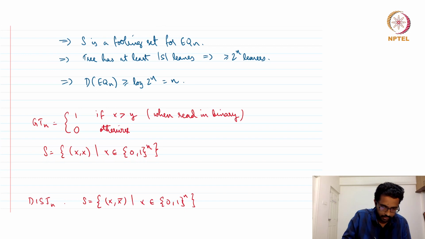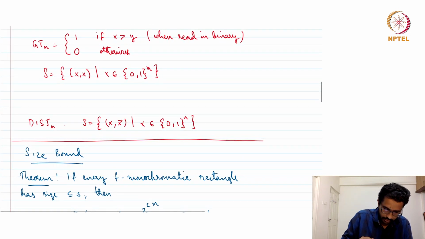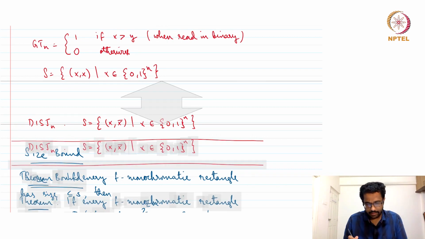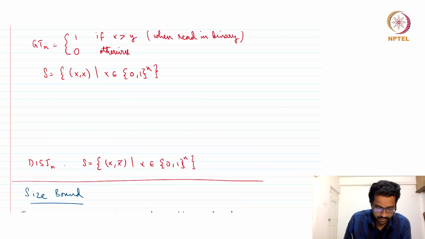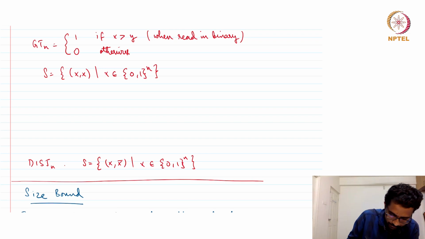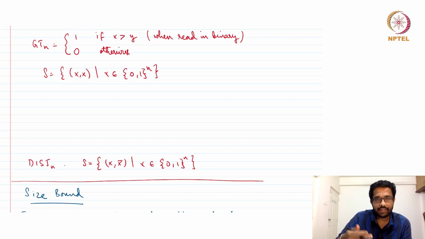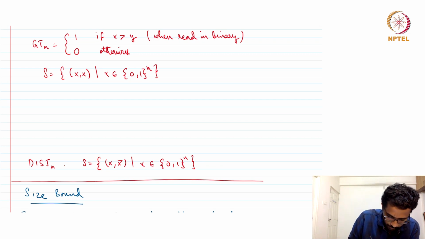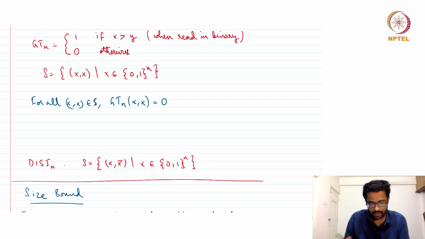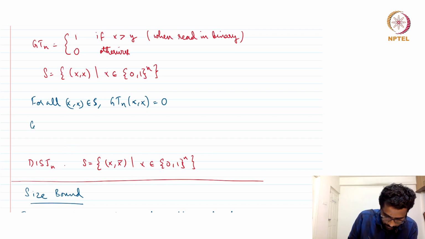Okay. Now we will see another example. This is a similar example, greater than. So in this case, the fooling set is the same set actually. So GTn is 1 if x is greater than y when read as a binary number, right? So for all x comma x in S, GTn of x comma x is 0, because the same number x is equal to x, so it is not greater than x, right?